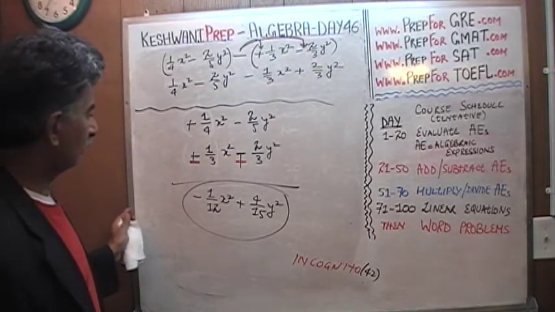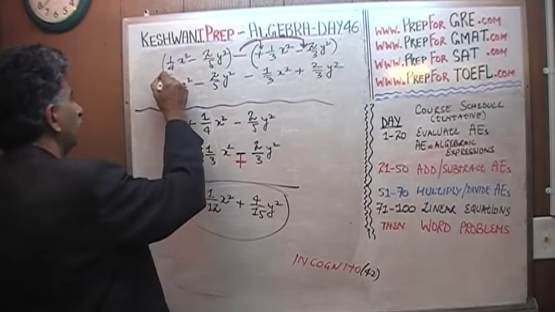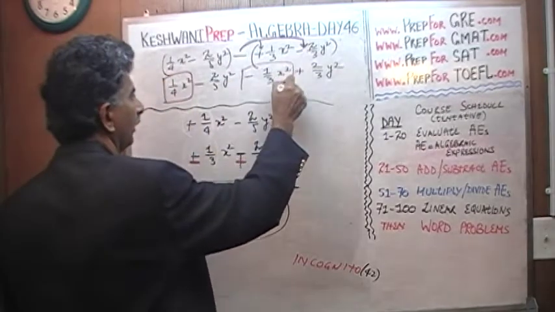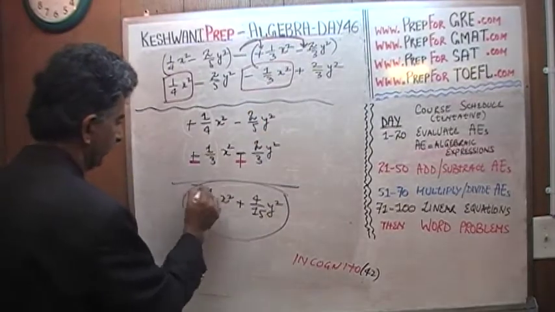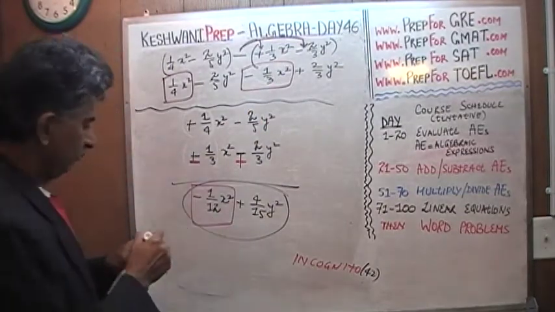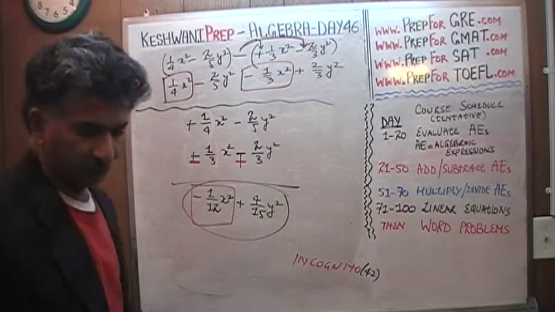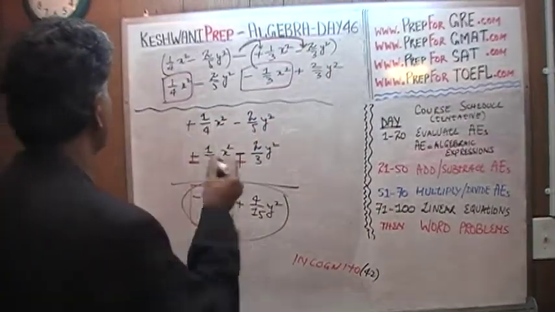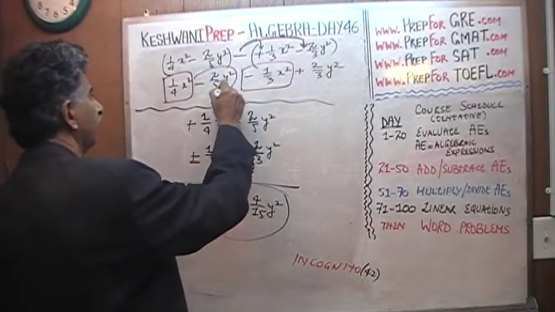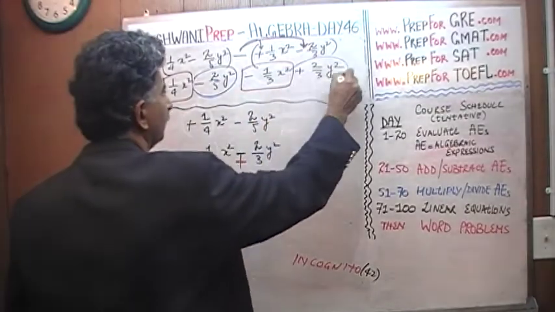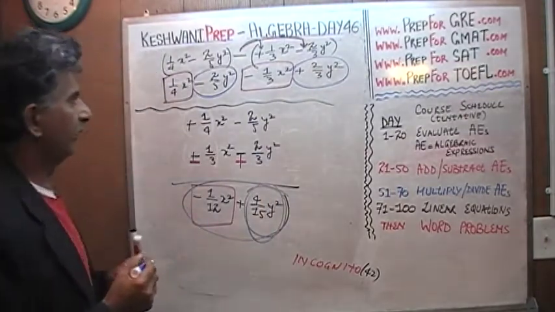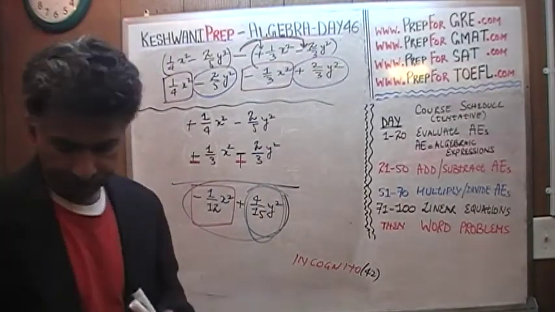Now at this point, all we have to do is combine our x squared. Positive 1/4 x squared and a negative 1/3 x squared is going to give us negative 1/12 x squared. And combine the y squared. The negative 2/5 y squared and a positive 2/3 y squared is going to give us 4/15 y squared. That's it.